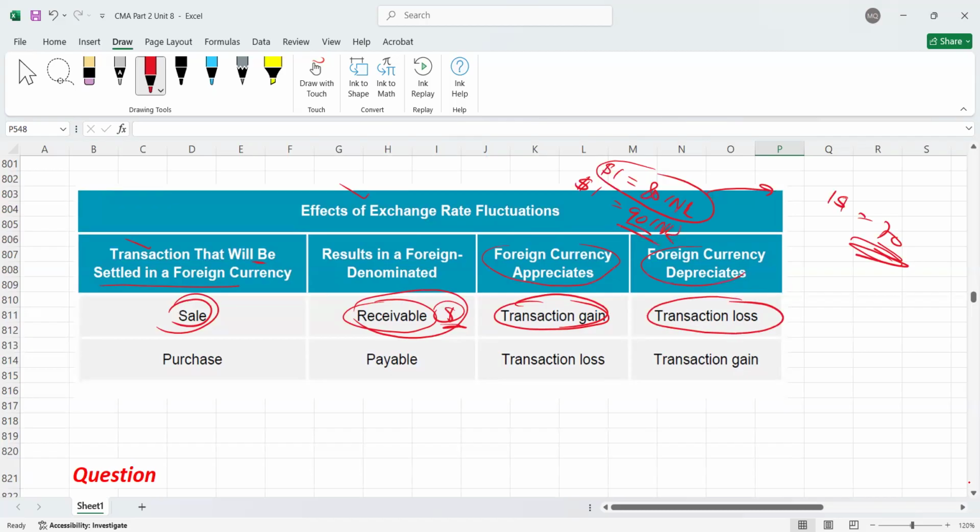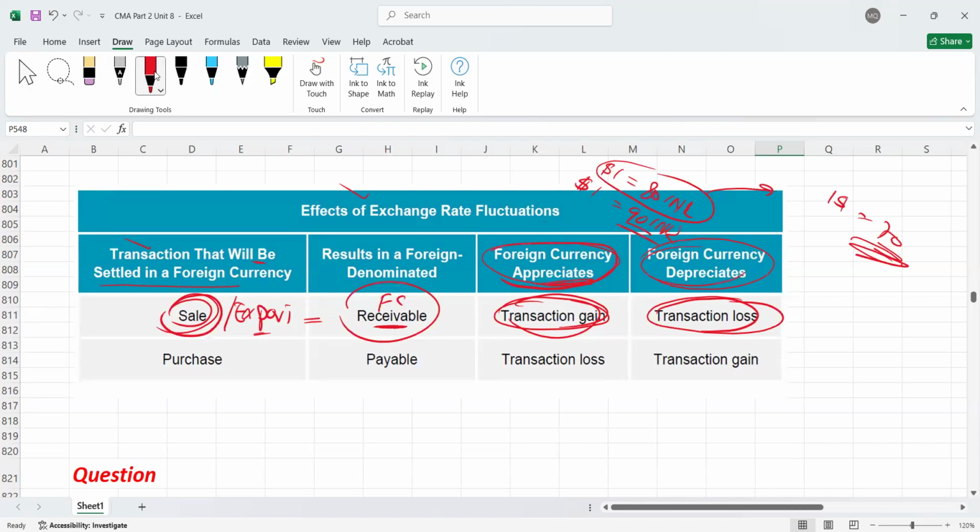So please remember, if you have foreign currency receipts, you can remember it this way. Sales, or exports, anybody can use either in the question. Export would always result in receipts of foreign currency. If the foreign currency appreciates, you will have a gain. If the foreign currency depreciates, you will have a loss. Can I say it this way? Exports mean foreign currency receipts, right?